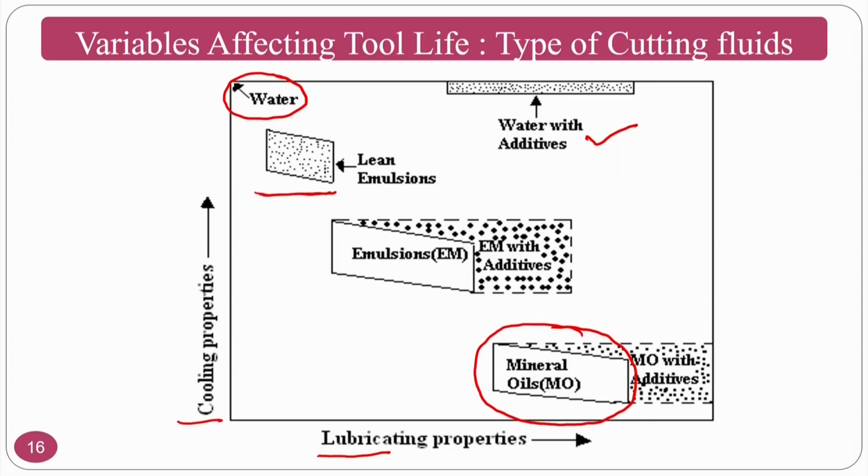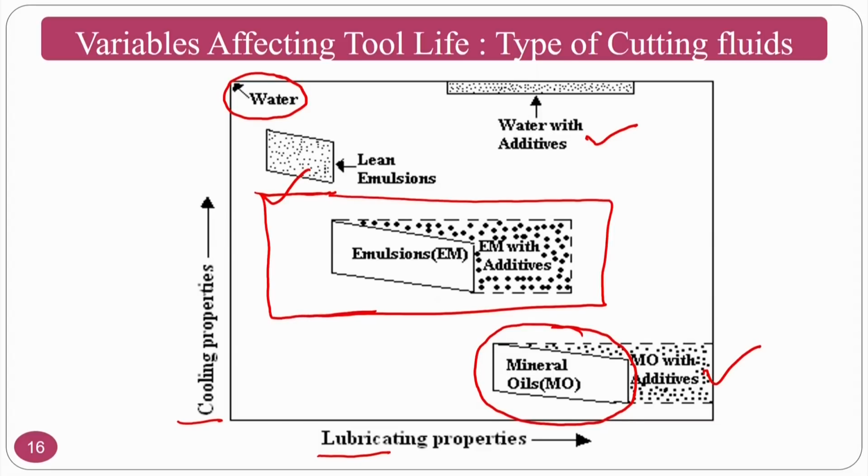Okay, emulsions are nothing but whenever we mix two fluids, this will become an emulsion. These are the other ones commonly used. If I want better lubrication and low cooling properties, mineral oil with additives can be used. So most of the time the commonly used are emulsions, so that I can have optimum cooling properties and optimum lubricating properties. For that purpose, emulsions will be used.